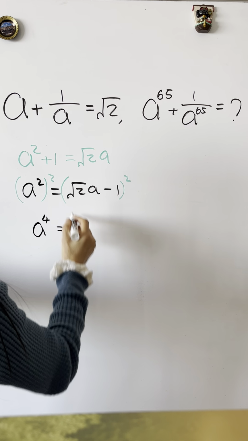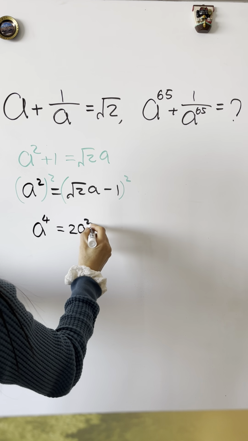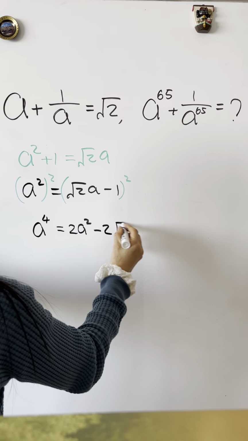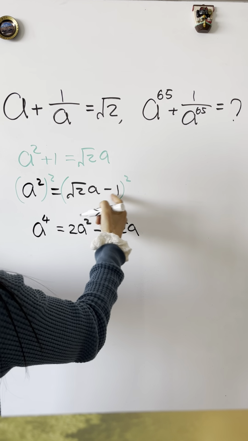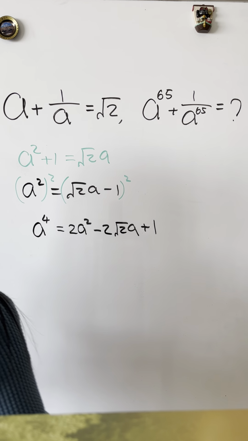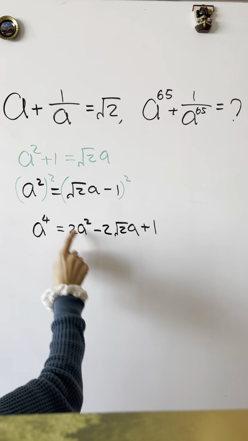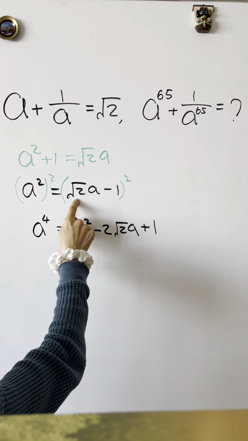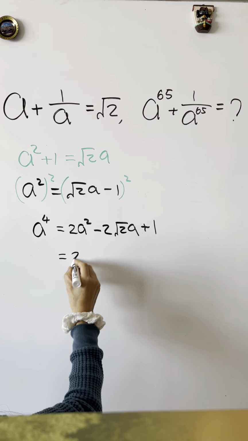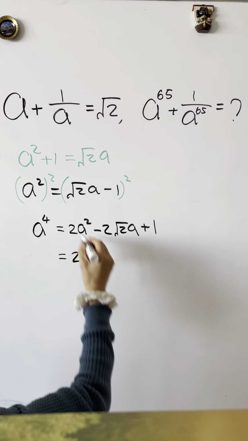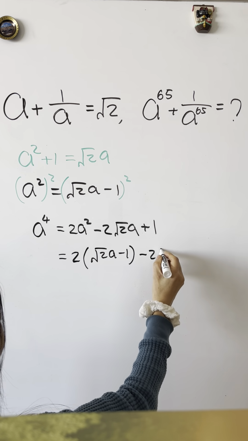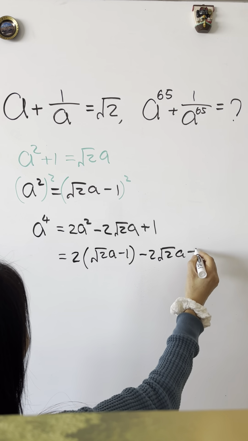So the first one squared, I get 2a squared, right? Then minus 2 times square root of 2a. This one squared, just 1. So now 2a squared, you see a squared equals the square root of 2a minus 1. So I'm going to substitute this 2a squared. So that a squared is just this. I substitute square root a minus 1, then minus 2 radical 2a plus 1.